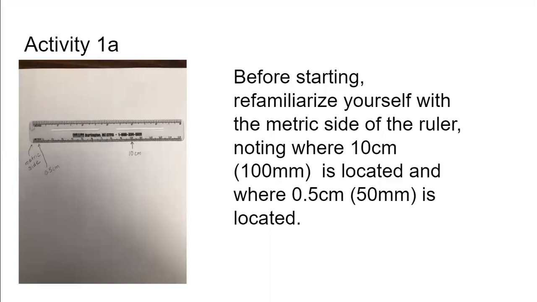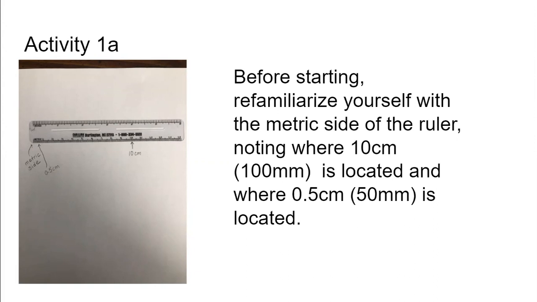So before starting, you want to refamiliarize yourself with the metric side of the ruler and note where 10 centimeters falls on the ruler. You should have had a ruler in your lab kit in the general supplies, and this is the same ruler that you hopefully have been using throughout the course. What I also want you to note is that the 10 centimeter mark on the metric side of the ruler is also equivalent to 100 millimeters. So 10 centimeters is 100 millimeters.